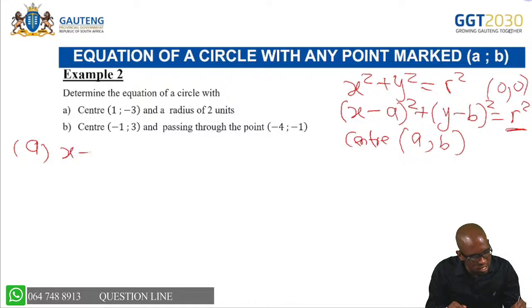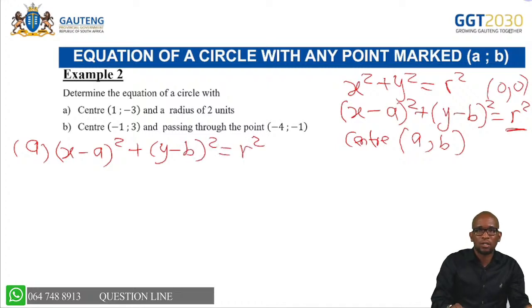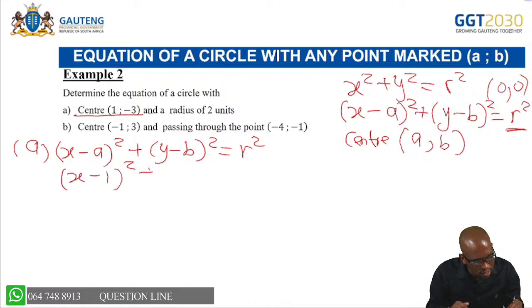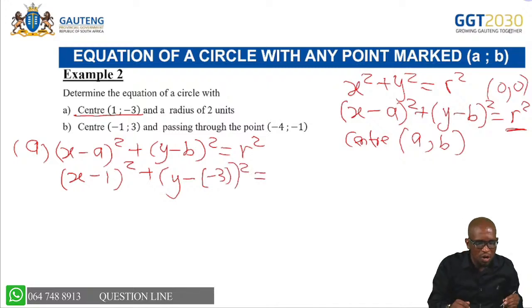Obviously, the new equation now is (x - a)² + (y - b)² = r². That's the new equation, the one where we've applied the transformation (a; b). In this case, you are given the center, which means that you have the value of a, (x - 1)², and you have the value of b, (y - 3)² is equal to, you are given the radius is 2 units. So this would be 2 squared.